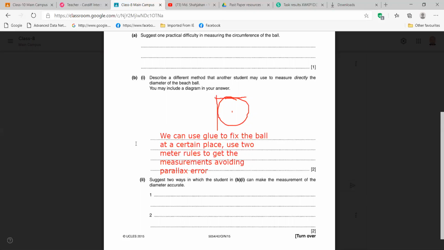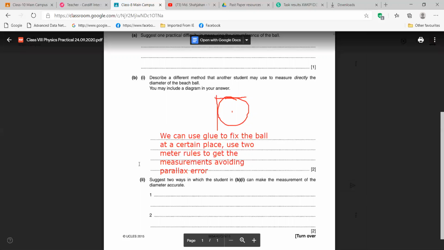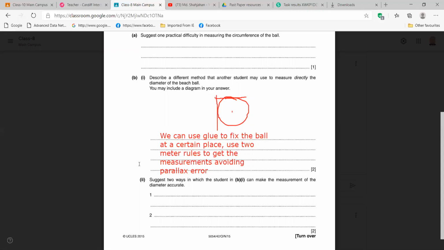Okay, Taki, now you read B2. B2. Yes. Okay, sir. B2, right? Suggest two ways in which the student in B1 can make the measurement of the diameter accurate. Okay. How can you make the measurement more accurate?